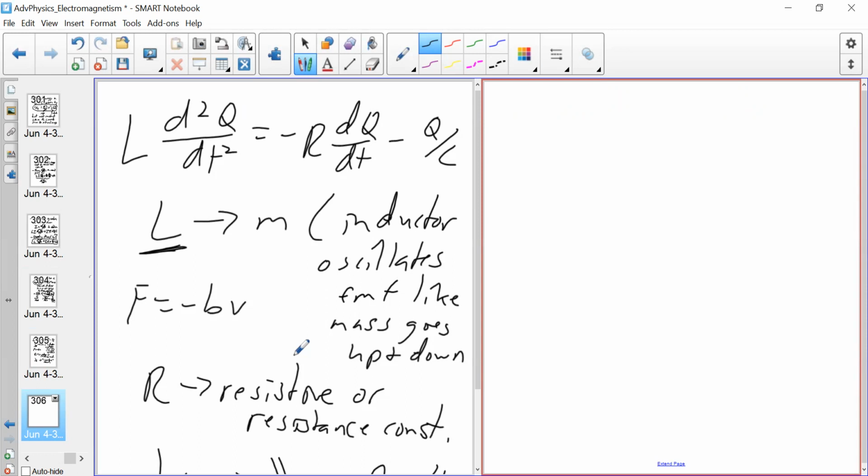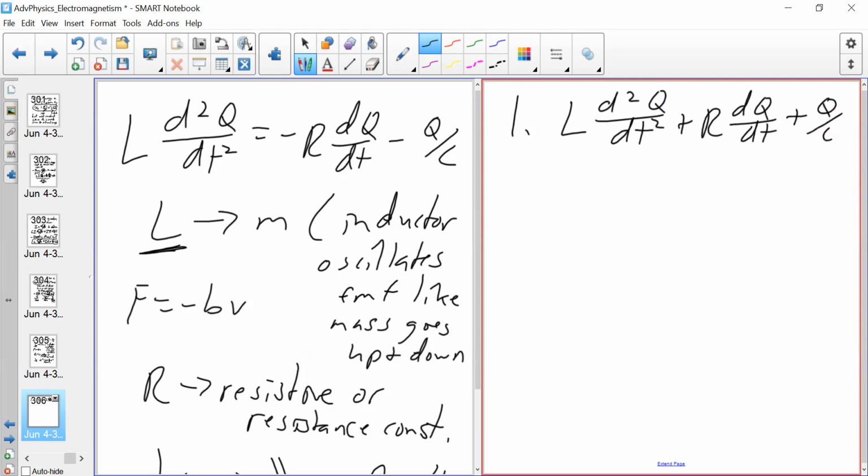Let's now bring everything together. Let's look at this equation all added together. So I'm going to do this as step 1. I'm going to say this is L d squared q over dt squared plus R dq over dt plus q over C equals 0. And the second thing I'm going to do is get rid of this L. I'm just going to have this derivative all by itself, and let it equal everything else.